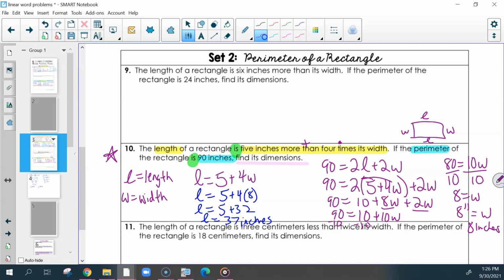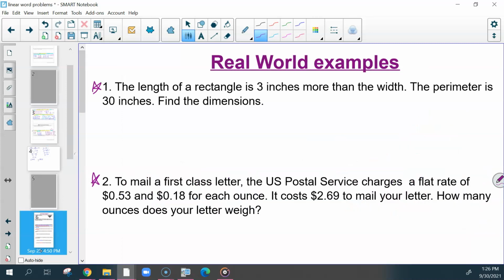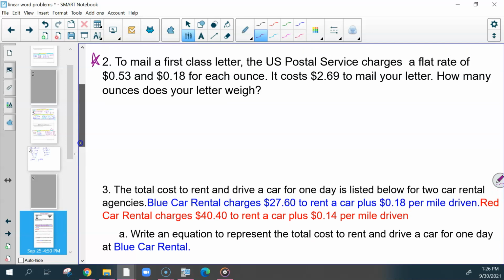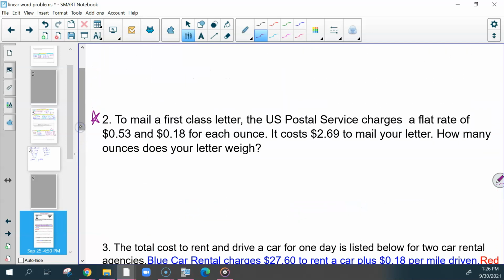We're just going to do a couple more and then we'll be done. So number 1 is another perimeter problem. So we're actually not going to do that one. We're going to start with, or do number 2.